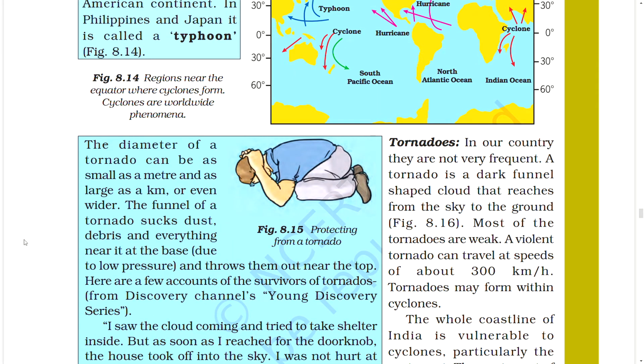The diameter of a tornado can be as small as a meter and as large as a kilometer or even wider. The funnel of a tornado sucks dust, debris, and everything near it at the base due to low pressure and throws them out near the top. Here are a few accounts of the survivors of tornadoes from Discovery Channel's Young Discovery series. Figure: protecting from a tornado.